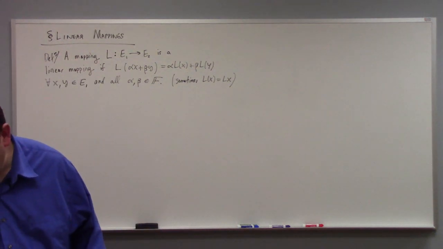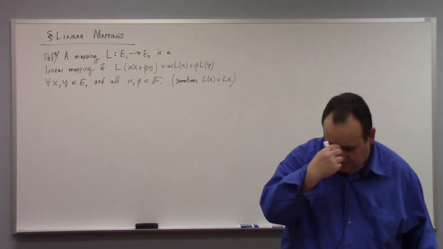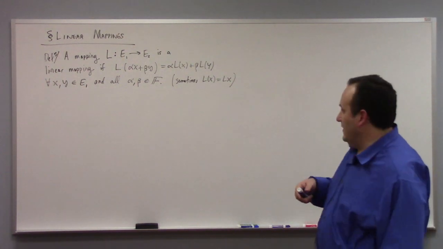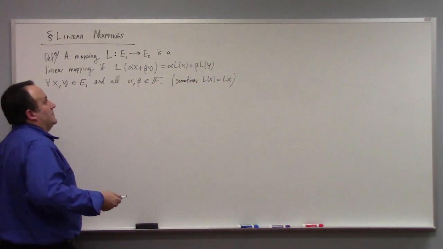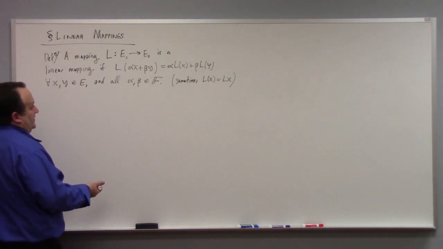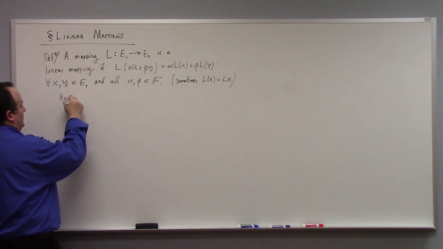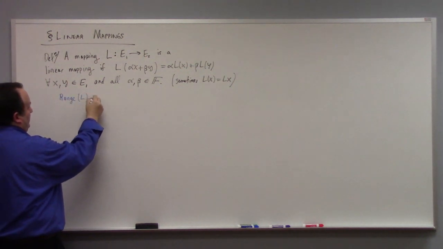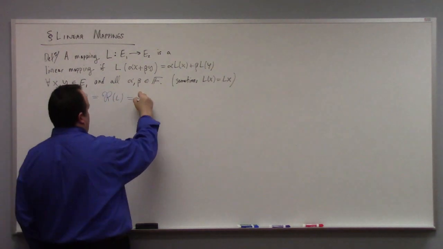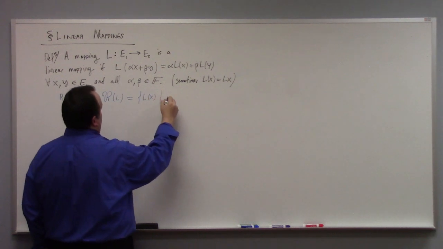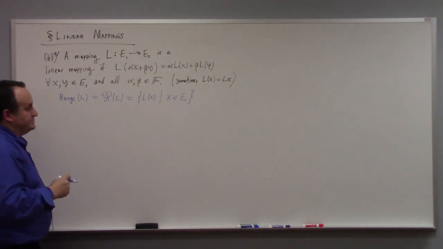So given a linear map, there are certain characteristic spaces that you can talk about, right? You can talk about the range and, well, let's just talk about some things. He calls it, I think, the range of L, which I think he also uses R of L for. What's that going to be? That's just L of x such that x is an element of E1, right? That's the range of L.